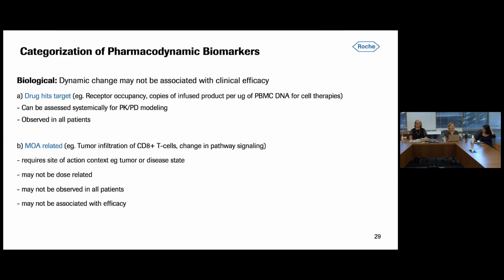Okay. And then next question. Can you please clarify terminology around PD biomarkers and proof of activity? I've often heard them used interchangeably.